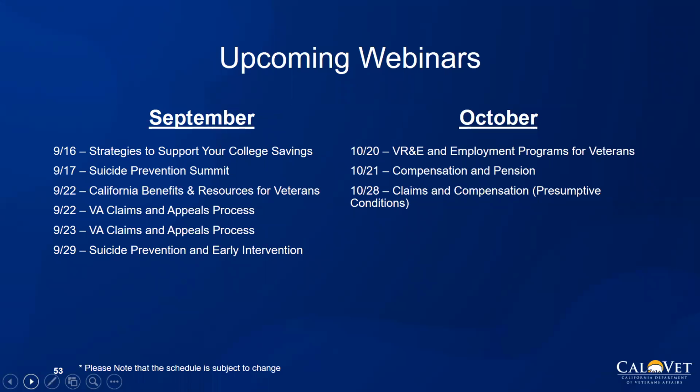We're going to be focusing on claims and appeals this month. September is also Suicide Prevention Month, so we're going to have a Suicide Prevention Summit at the end of this week, and then on the 29th we're going to talk about prevention through early interventions. I apologize. So take a look at what we're going to be doing. Go to our website to see the calendar, and we hope to see you at the next one.